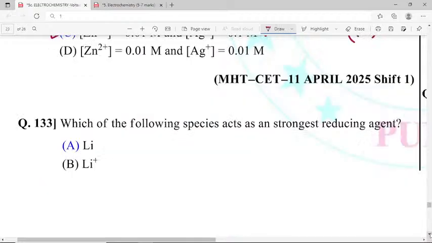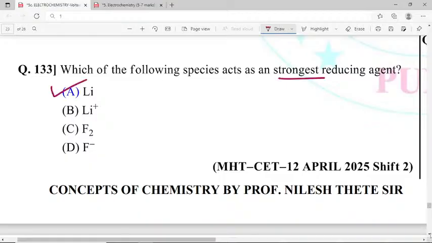Which of the following species acts as the strongest reducing agent? Lithium. Lithium is the strongest reducing agent.